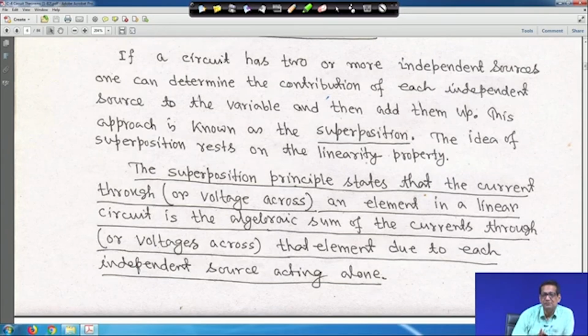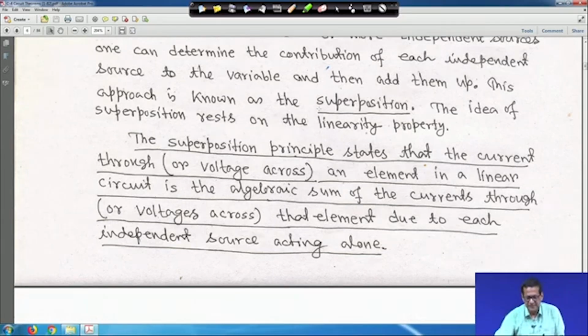Only independent sources, right. If it is a dependent source, it will remain intact in the circuit, you cannot turn it off. Later we will see. If you consider one at a time, you find the current through or voltage across an element independently, and then you add them up. You will get the same thing as when you solve the circuit as a whole, right, that is superposition. The only thing is that this approach is good, but it will consume more time.